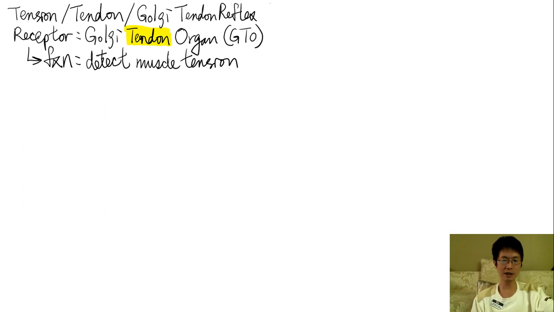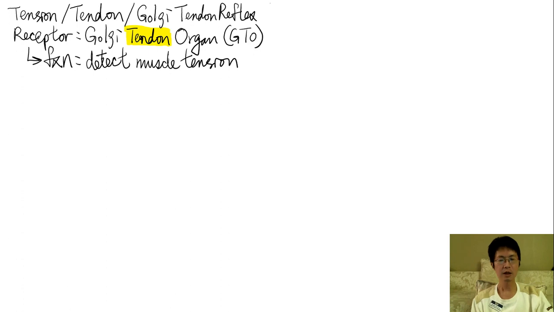Okay, so let me give you an example of the Golgi tendon reflex.